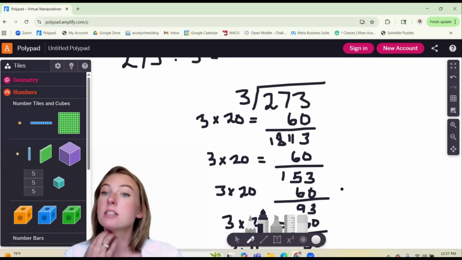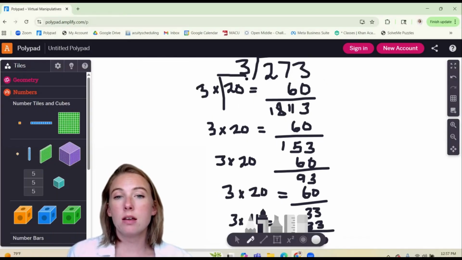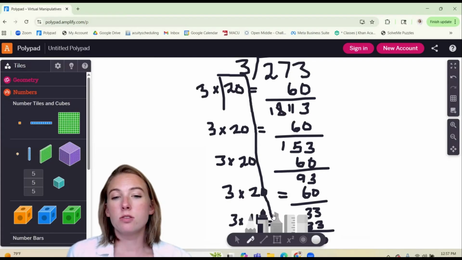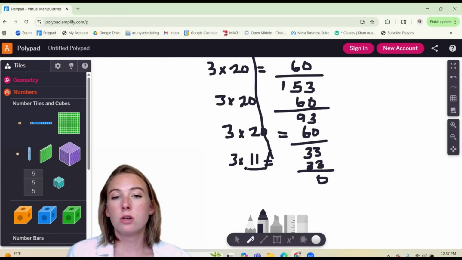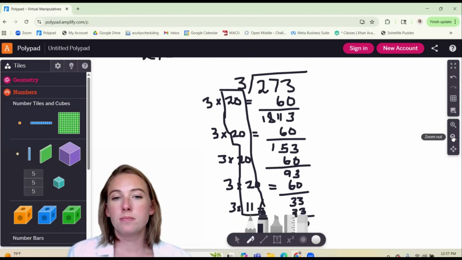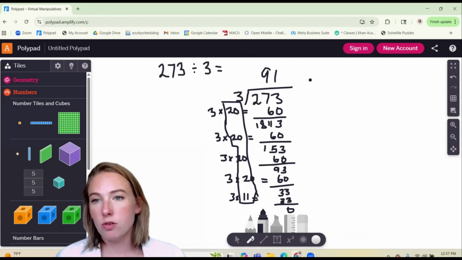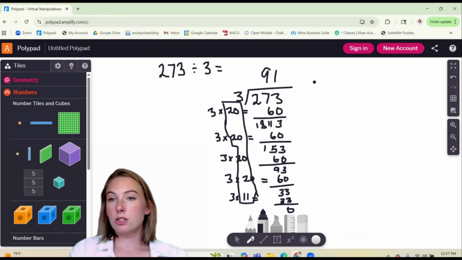Now what do we do next? So this is how many groups of 3 are in 273. These are the groups of 3 that we used. And so I'm going to highlight them and add them up. So 20, 40, 60, 80, 91. There are 91 groups of 3 in 273. Let's do it again.